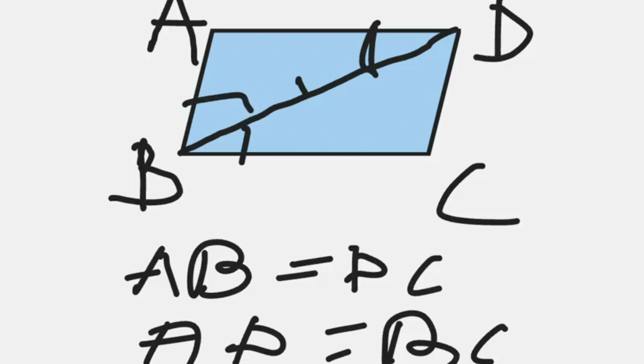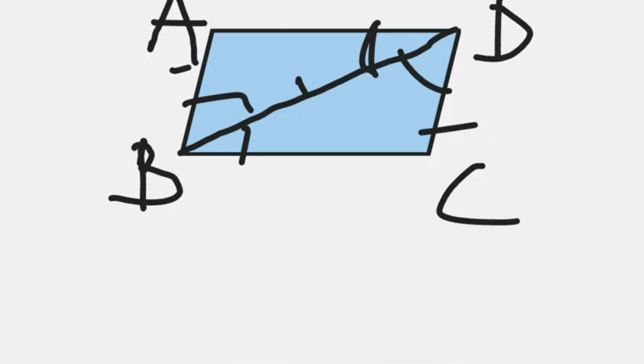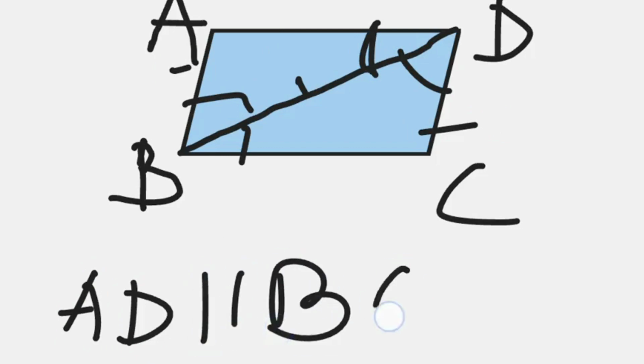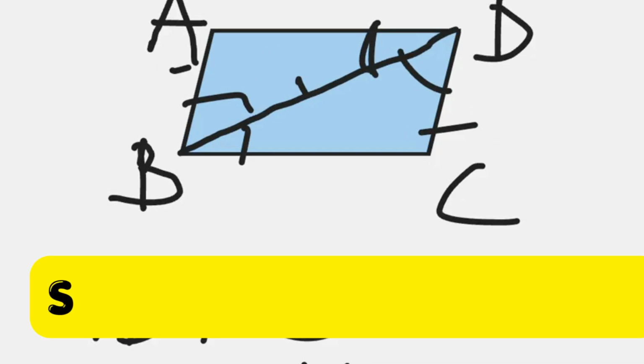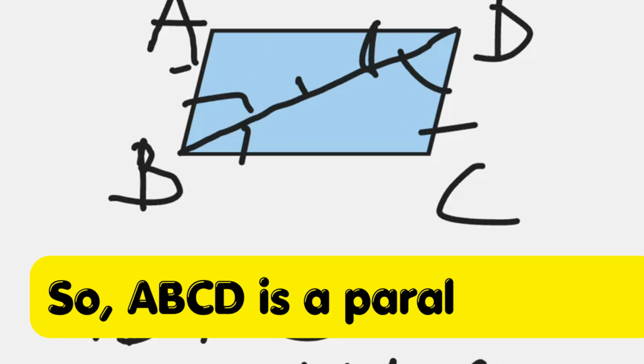Again, angle ABD is equal to angle CDB, corresponding angles of the congruent triangles, but they are alternate angles. Therefore, AB is parallel to DC. In the quadrilateral ABCD, AD is parallel to BC and AB is parallel to DC. So ABCD is a parallelogram.